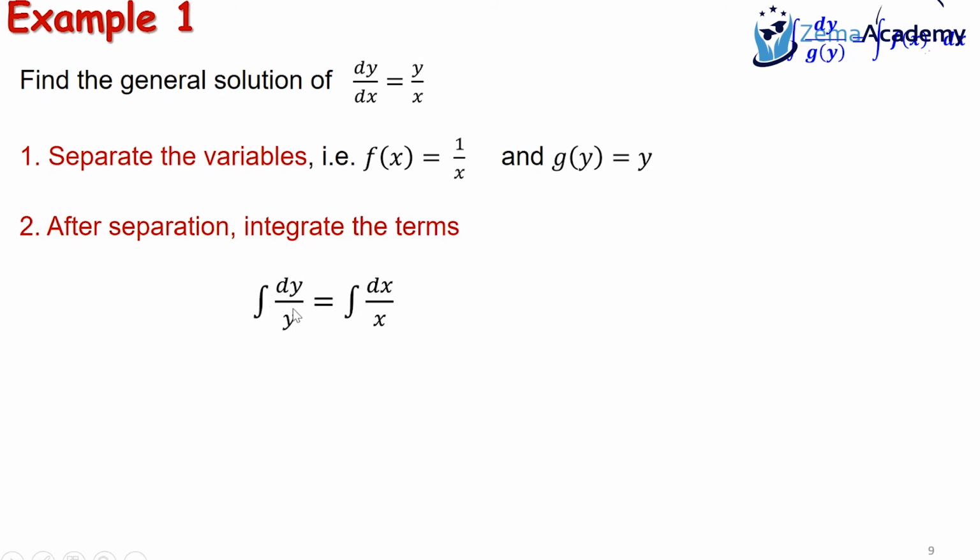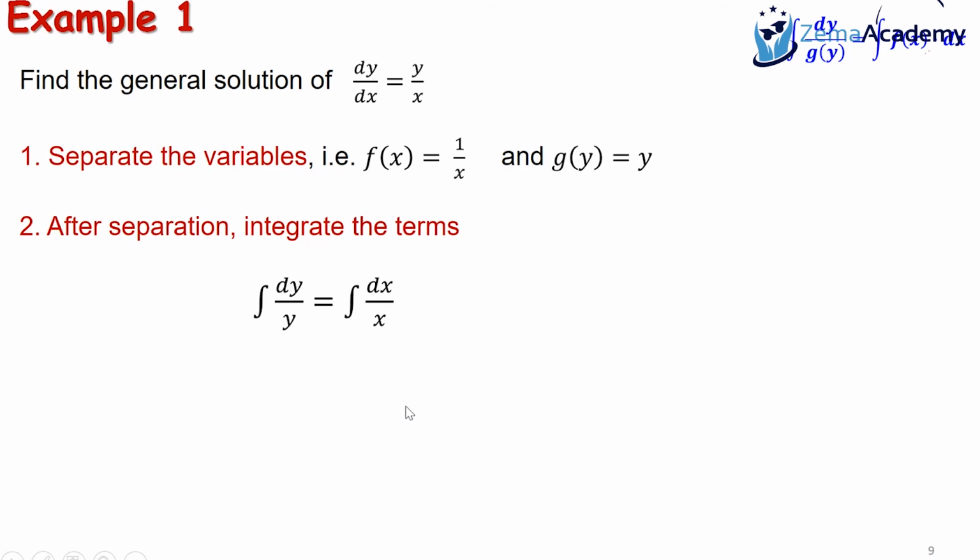Integral dy over g(y), so g(y) is replaced by y, is equal to the integral of f(x), which is 1 over x, dx. Now you can integrate both sides easily. Why? Because you know that when you integrate dy over y, your answer will be log y. Remember the standard formula? And for the other side, when you integrate dx over x, your answer is log x.